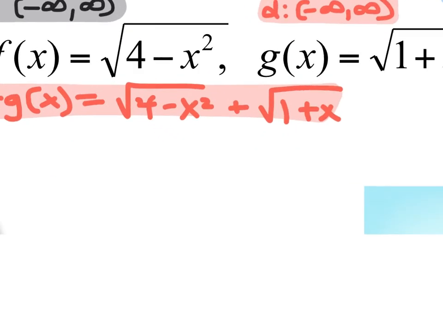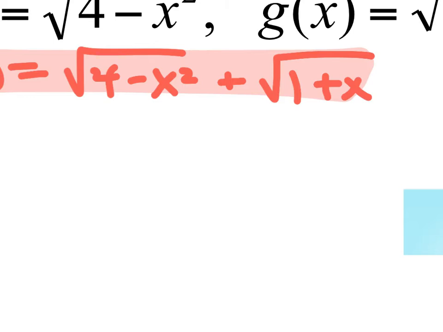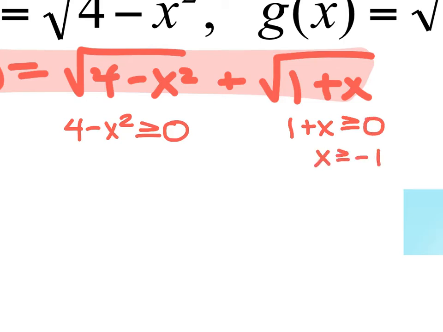So do we have restrictions on your domain? Yeah. The square root, whatever's underneath, has to be greater than or equal to 0, right? So I'm going to do the one on the right first because that's easier. X has to be greater than or equal to negative 1. But on the left, you have an inequality and a quadratic. This is where you'd have to solve it. So I'd get 4 has to be greater than or equal to x squared. I would square root both sides, and I get plus and minus 2.